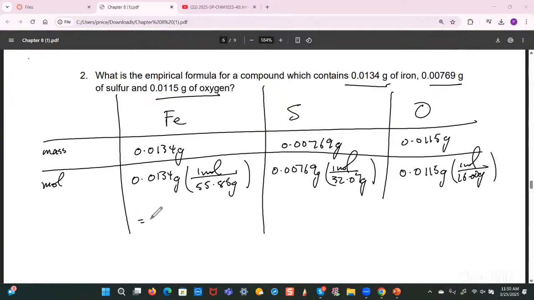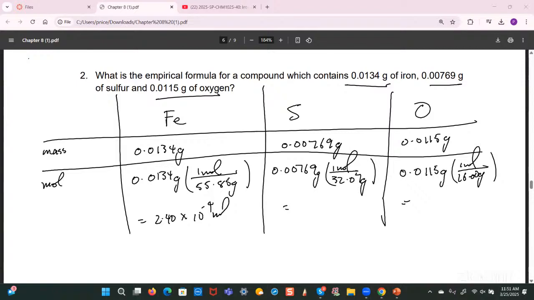And let's see what will result from this. So 0.0134 divided by 55.85. According to my calculation, this works out to be equal to 2.40 multiplied by 10 to the minus 4 moles.